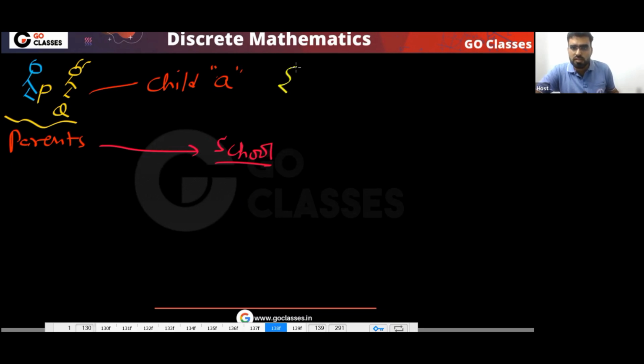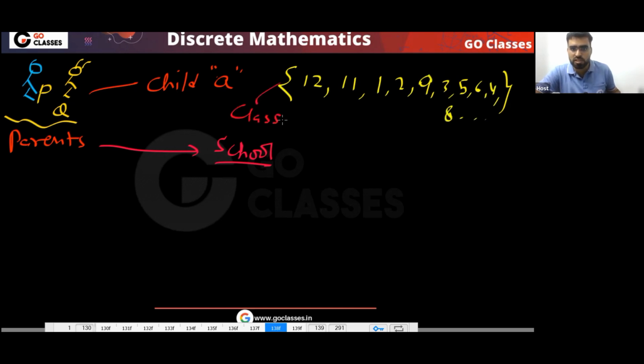Now you can notice first class, second class, third class. This is what we need to do in the school, right? Like we need to study 12th class, 11th class, first class, second class, fourth class, third class, fifth class, ninth class, something like this. So these are the classes that we have to study.